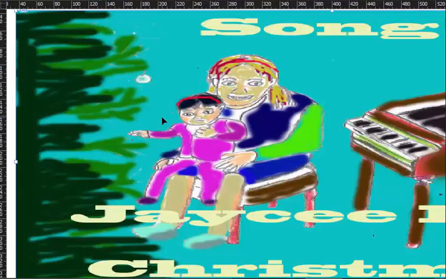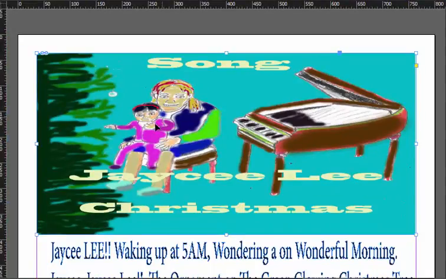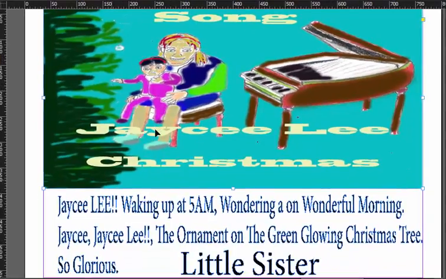With many Christmas ornaments, whenever you put them up on a tree, they represent the season's greetings around Christmas time. So let's say this was the case for Jaycee and her baby sister, her little sister, sitting in front of the Christmas tree, knowing about your sisters together, and here are the lyrics for Jaycee Lee.